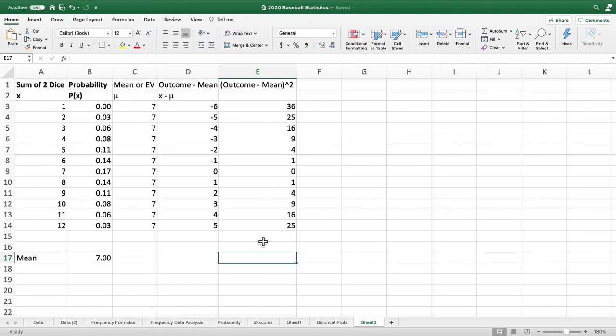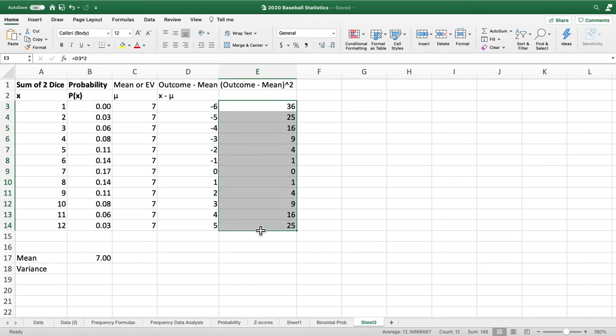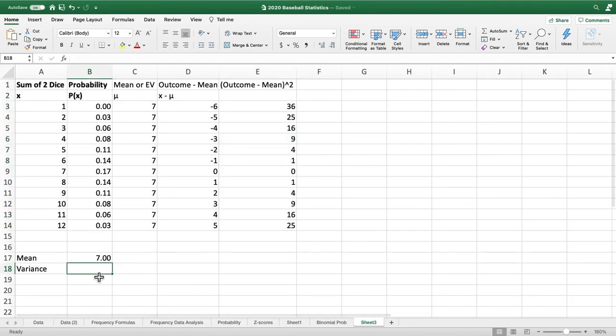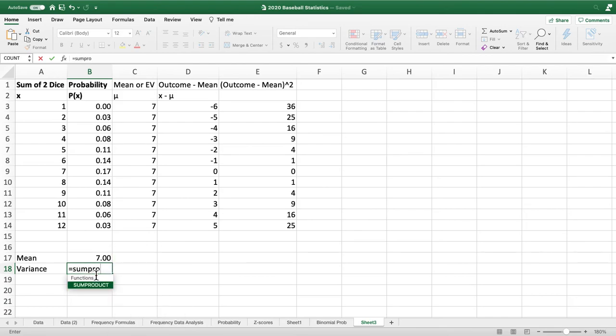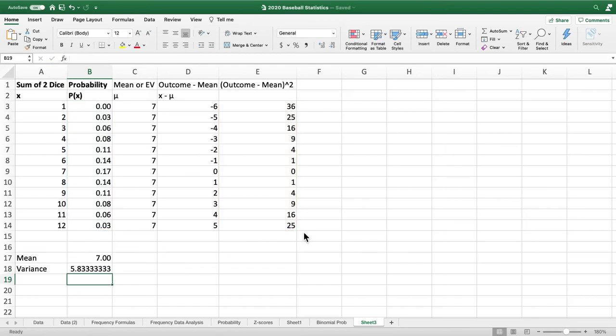Now that we have that, we can actually go in and find our variance. So our variance is going to be that sum product again, but what we're multiplying this time is our probability times our outcome minus mean squared. So we're taking column B, multiplying it by column E, and then adding up all of those. So our variance is equal to, we're going to use that sum product again. First array is those probabilities, and our second array is the outcome minus mean squares. So we get a variance of about 5.83.